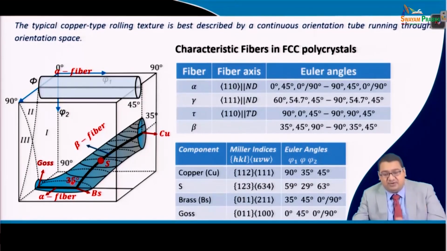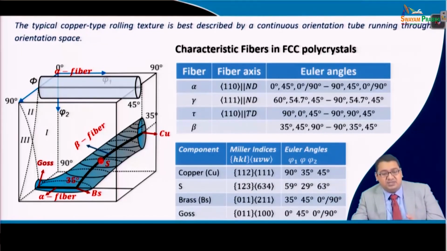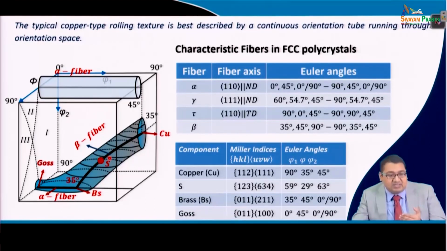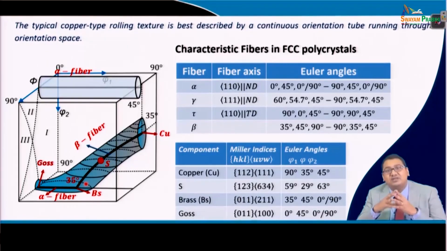Now, I am coming again to the beta fiber. The beta fiber starts from brass, which is 35 degrees at phi 1, 45 degrees at phi and 90 degrees at phi 2, and it goes to S, which is 59 degrees at phi 1, 29 degrees at phi, and 63 degrees at phi 2. And it goes to copper, where phi 1 is equal to 90 degrees, phi equal to 35 degrees and phi 2 equal to 45 degrees. So, this component which runs from 35, 45, 90 degrees to 90, 35, 45 degrees in the Euler space is the beta fiber in the case of FCC crystals.